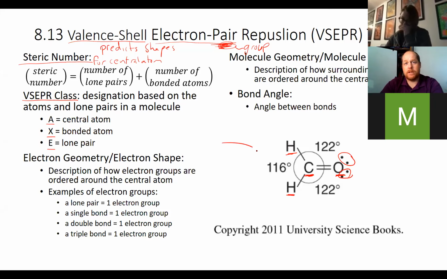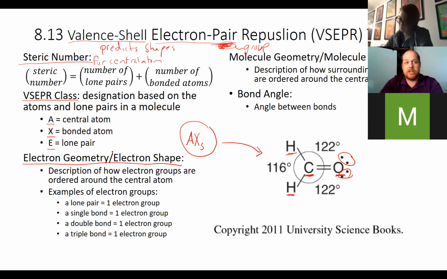So in our example over here, we can think of our carbon as being the central atom, and so that would be our A. And then there are 3 bonded atoms, so it would be X3 with no E's around that carbon, okay? And so that would be our VSEPR class for that molecule, assuming we're just looking at the carbon atom as our central atom, okay? Now, these VSEPR class designations will lead to a couple of things. One of them is the electron geometry or electron shape.